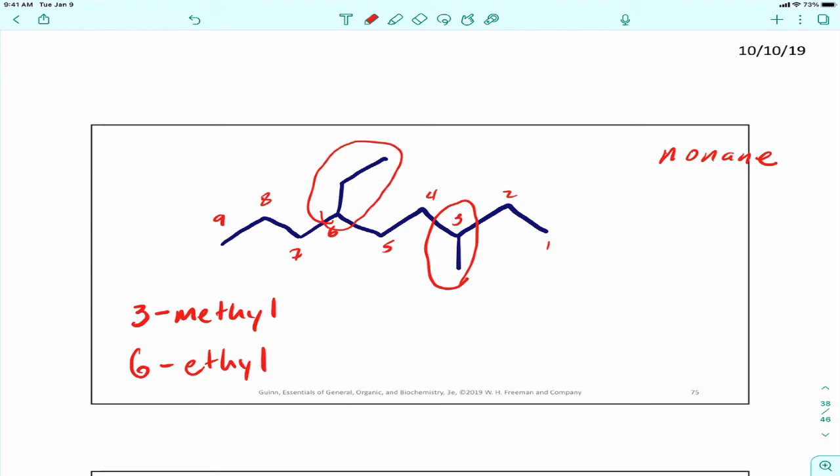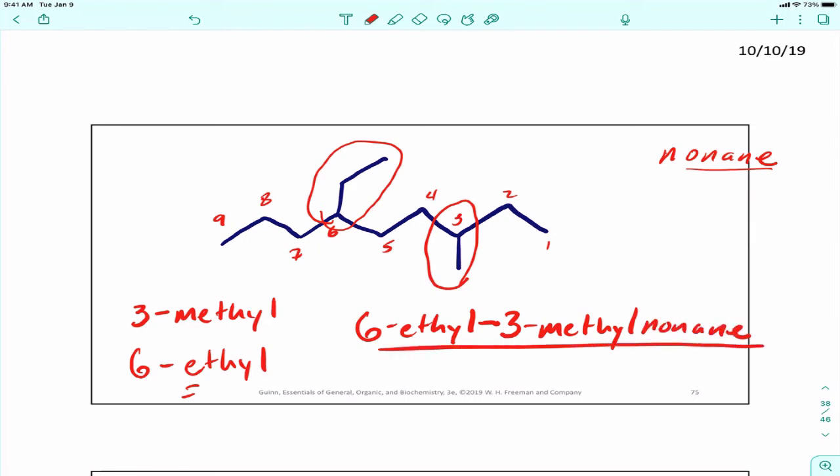All right, so putting this name together, nonane is going to go on the end. But you have two substituents, methyl and ethyl. Which one comes first in the alphabet? That's going to be ethyl. So this name would be 6-ethyl. Now we have to write the methyl part, so I'm going to use another hyphen to connect the other part, 3-methyl. Now that all my substituents are named, I can add the nonane. And there you go, that would be the name of this molecule.